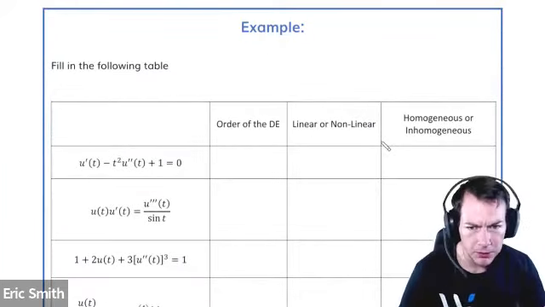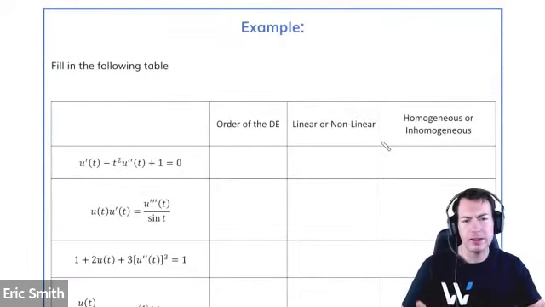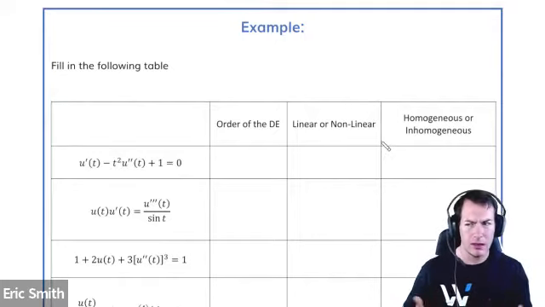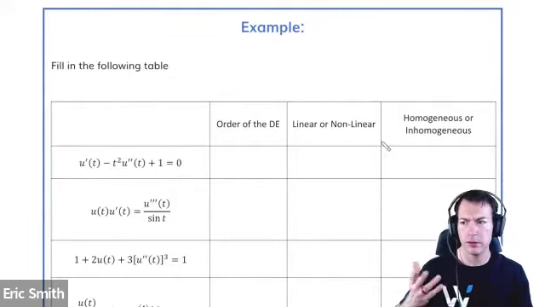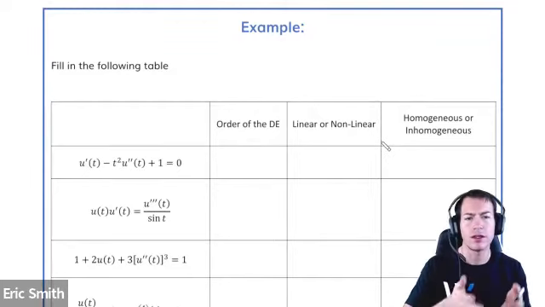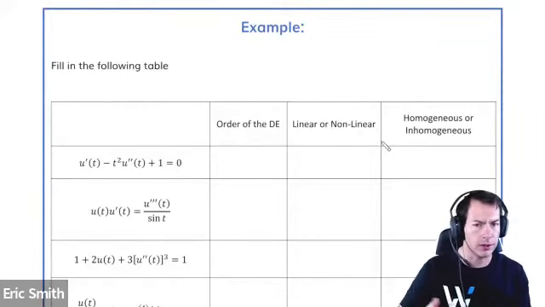All right, so this is going to be our first example here. And it's basically a table. I have lots of differential equations in that first column. And basically, we just want to classify these. We want to say what their order is. We want to say whether they're linear or nonlinear. And then we want to say, are they homogeneous or are they not homogeneous, or inhomogeneous?